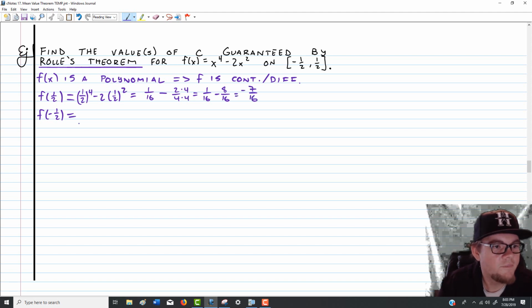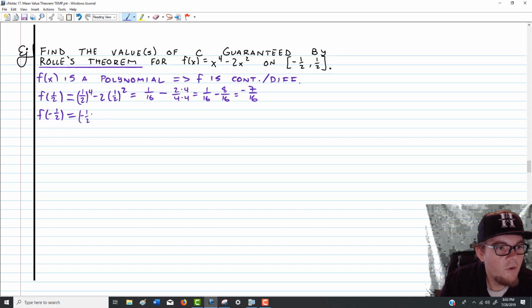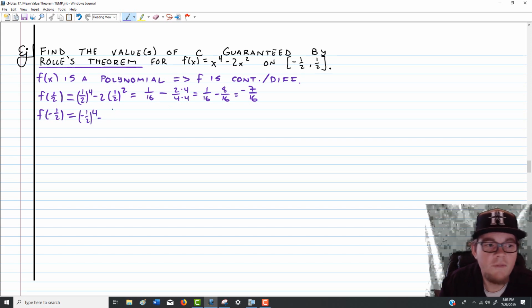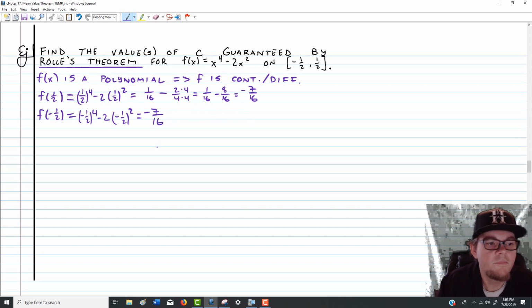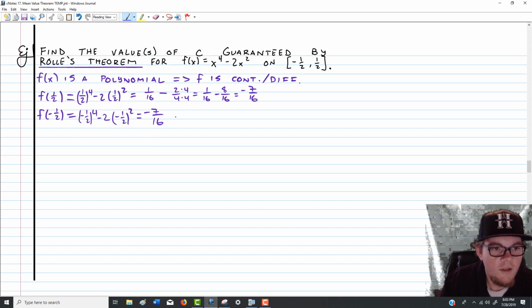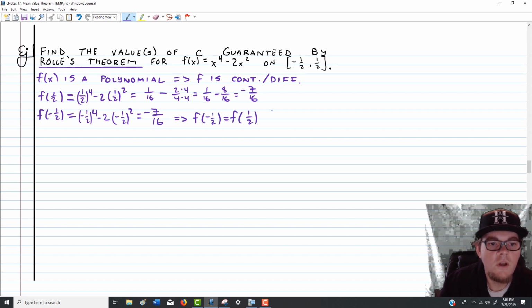If we do -1/2 to the fourth, we're going to get the same value as 1/2 to the fourth. It's an even power. And then if we get minus 2 times -1/2 squared, we're going to get the exact same value. So for this one, we also get -7/16. So it works out really nicely. We've got the two same values. So that tells us that f of -1/2 equals f of 1/2. In other words, Rolle's theorem applies.